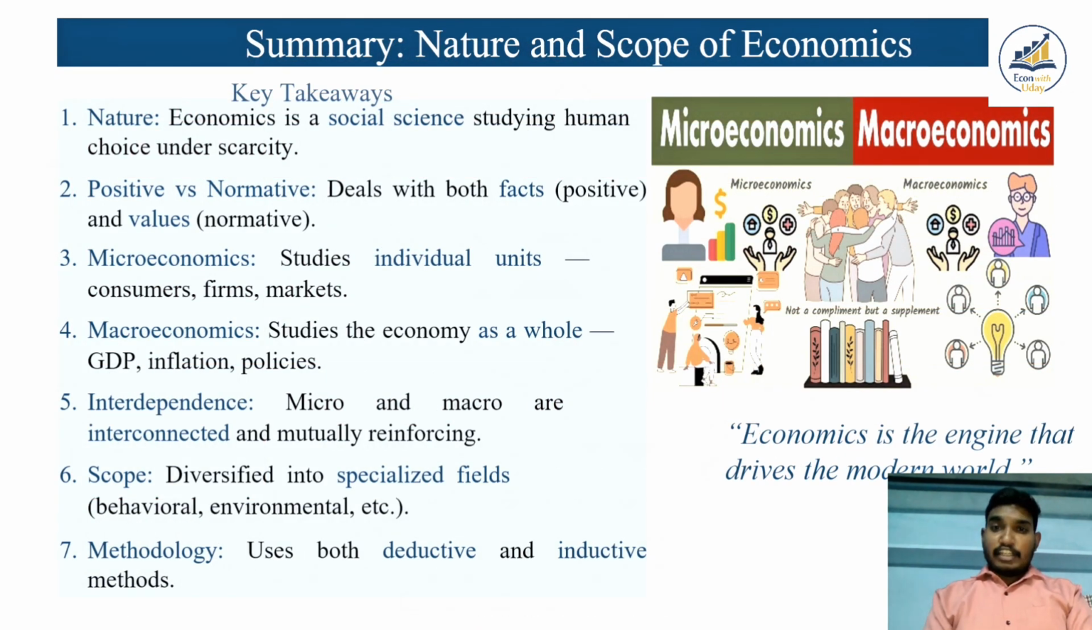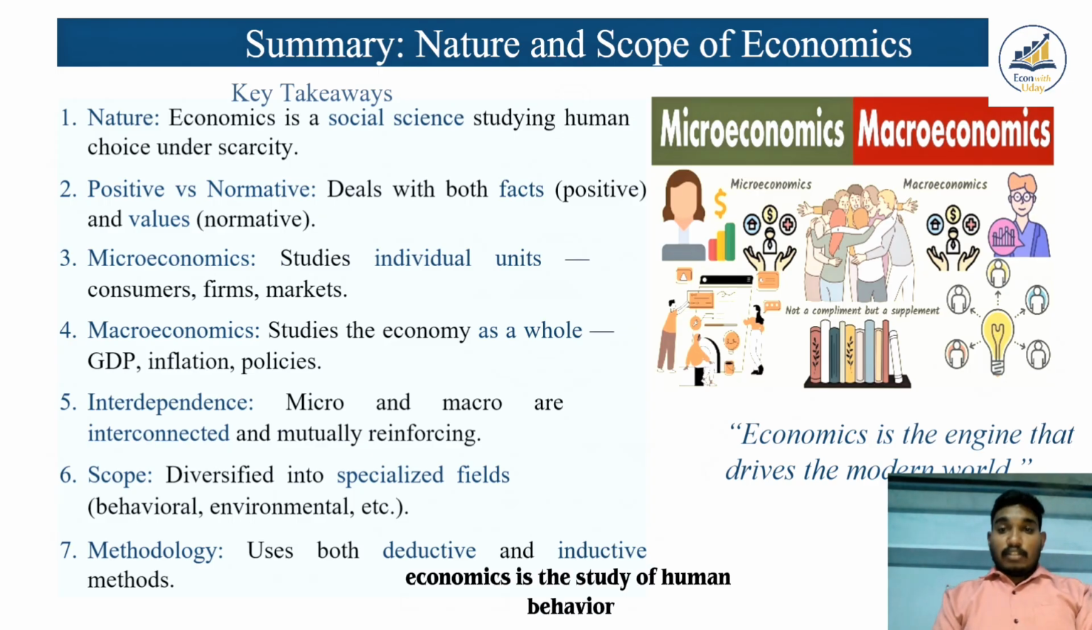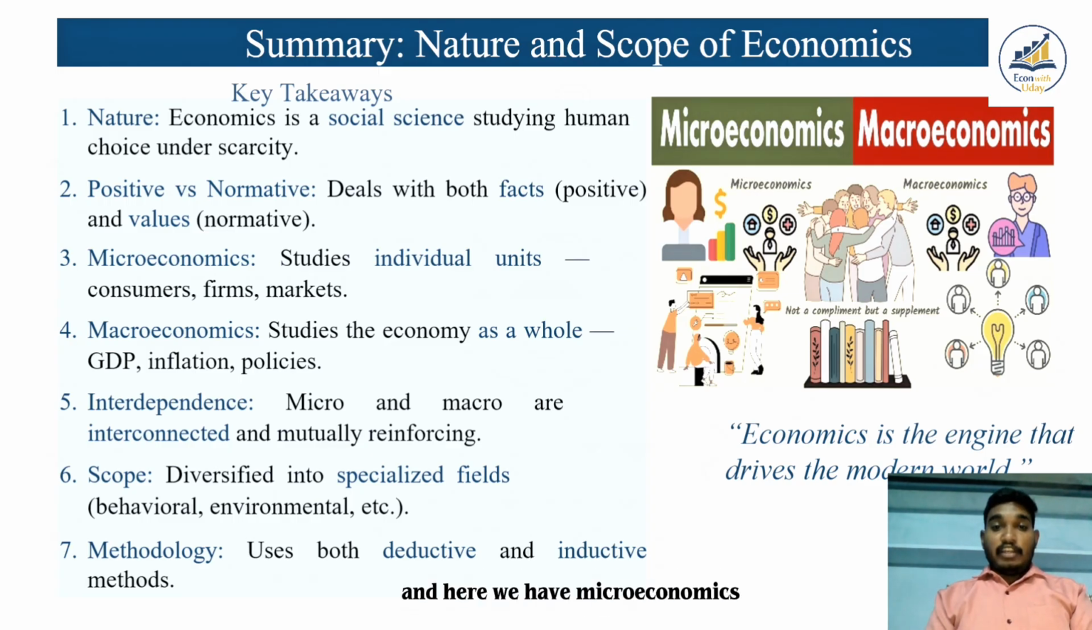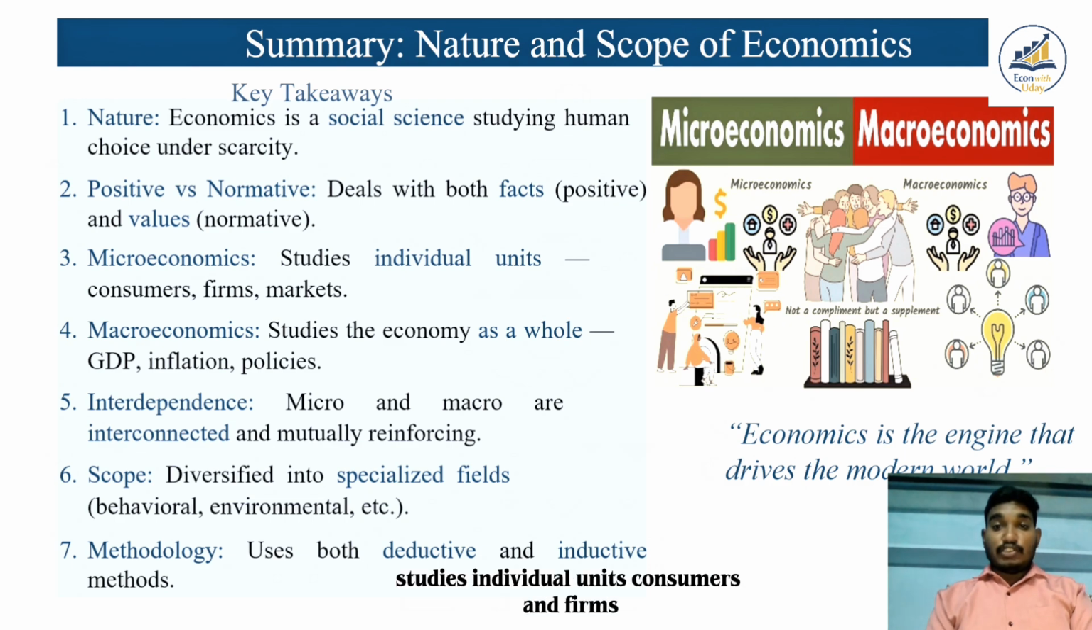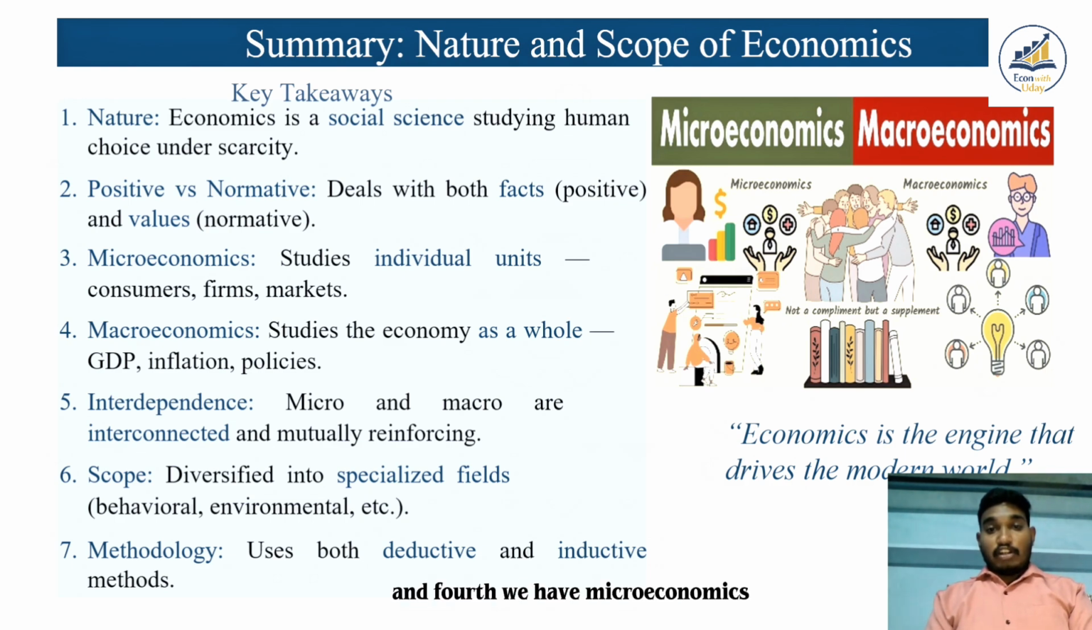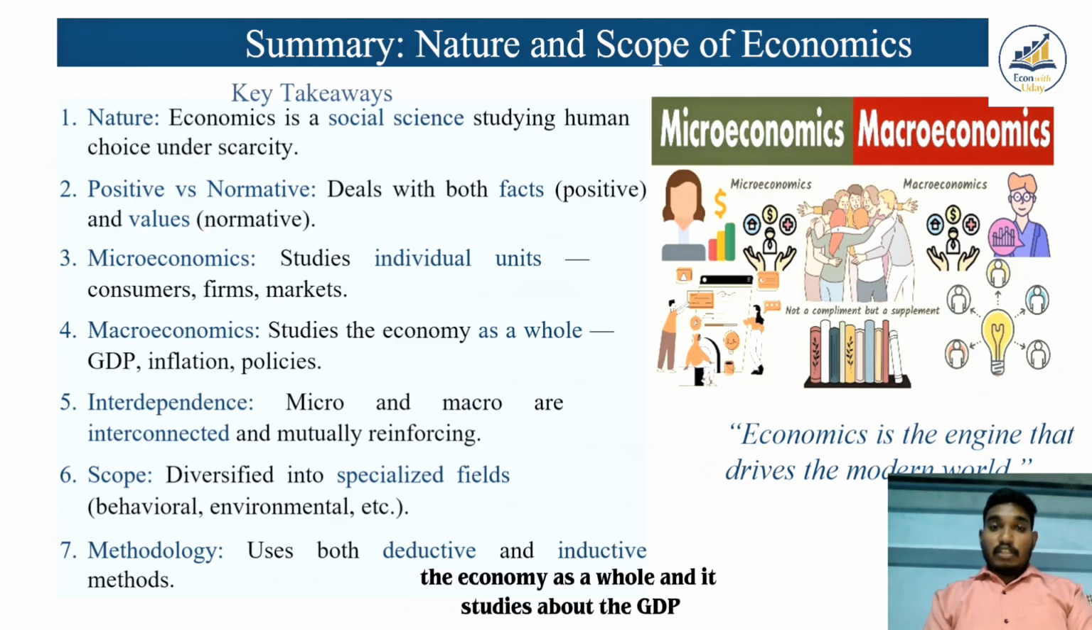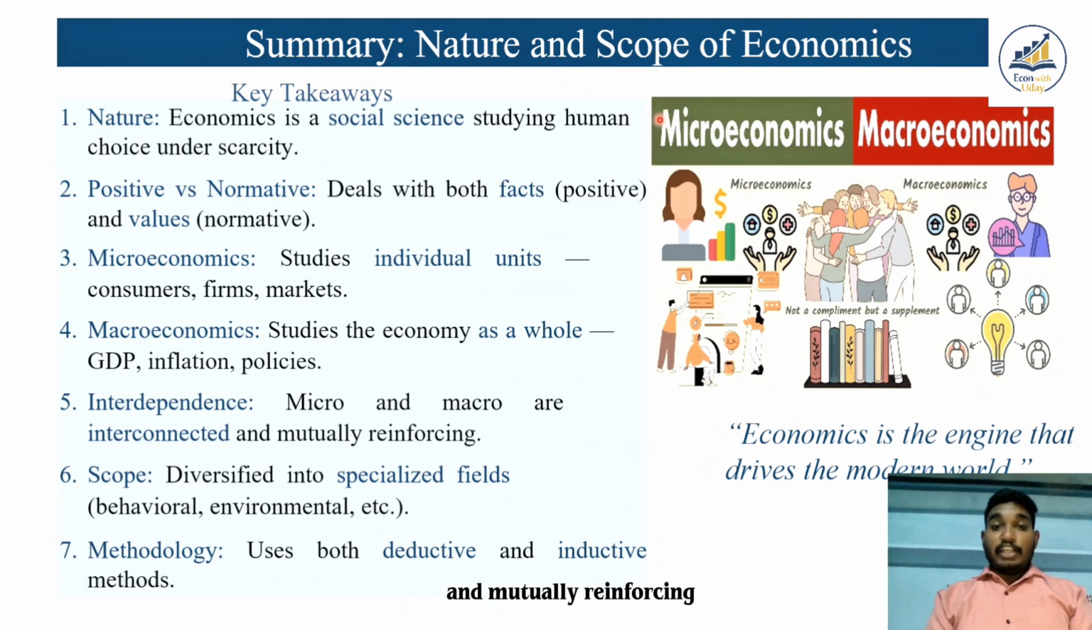Let's quickly recap the takeaways. First we have nature. Economics is the study of human behavior, making choices and scarcity. Next we have positive versus normative. Here we study facts and opinions. Then we have microeconomics, which studies individual units, consumers and firms. Fourth we have macroeconomics, which studies the economy as a whole, including GDP, inflation and policies. And interdependence: microeconomics and macroeconomics are interdependent and mutually reinforcing.